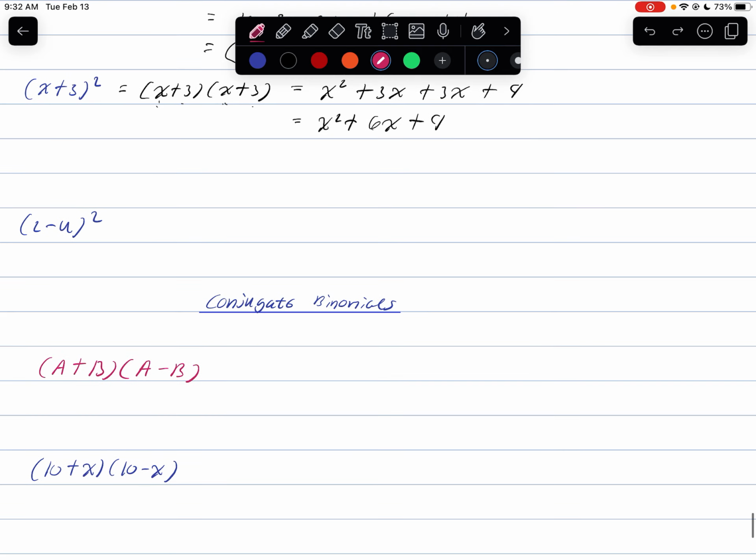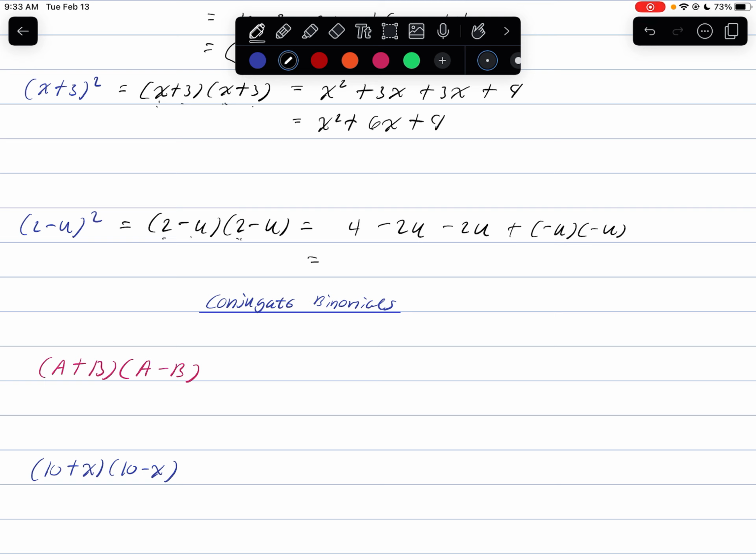Okay, how about 2 minus u squared? So this is the same thing as 2 minus u times 2 minus u, okay? So if we do our firsts, we'll get 2 times 2, which is 4. If we get 2 times negative u, we get minus 2u. And then minus u times 2 is minus 2u again. And then minus u times minus u, we'll go ahead and just write this out. Minus u times minus u.